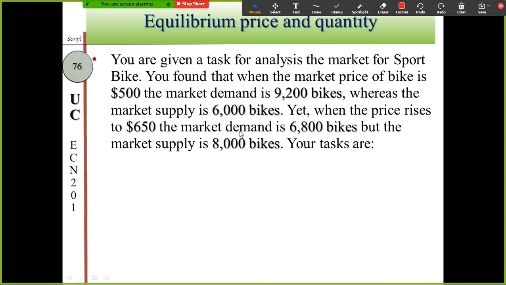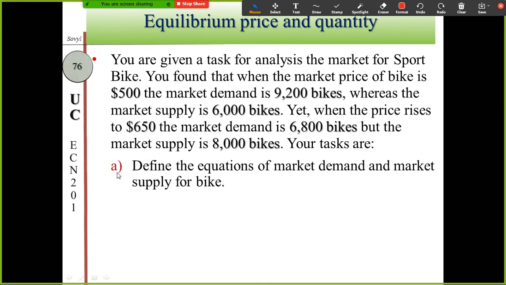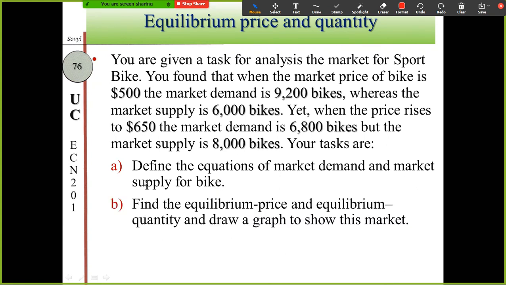Based on this information given, your tasks are: 1. Define the equations of market demand and market supply for bikes. You know the form of the equation for market demand and the form of the equation for market supply. When you know the equations, you can find the equation of demand, you can find the equation of supply. B. Find the equilibrium price, equilibrium quantity, and draw a graph to show this market. In order to find the equilibrium price and equilibrium quantity, you need to find the market equilibrium, and then draw a graph.